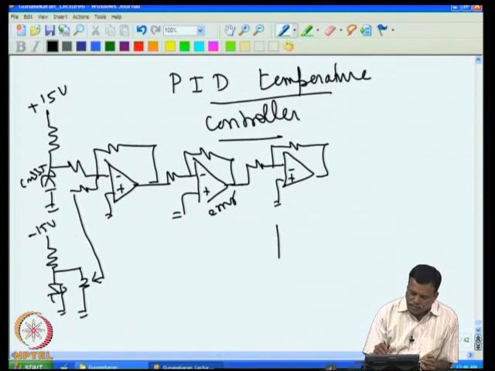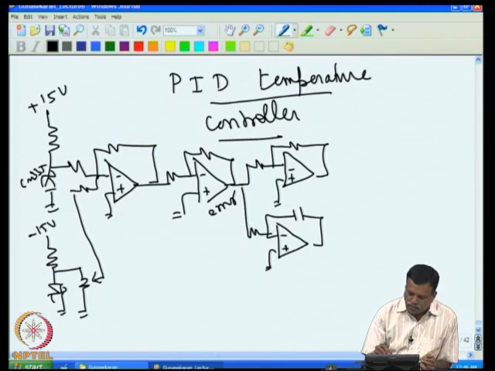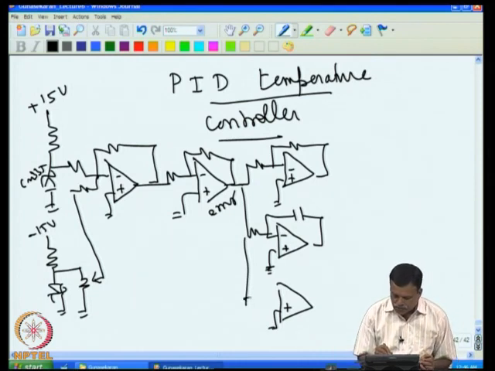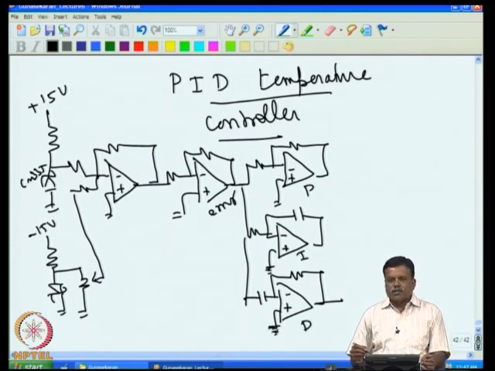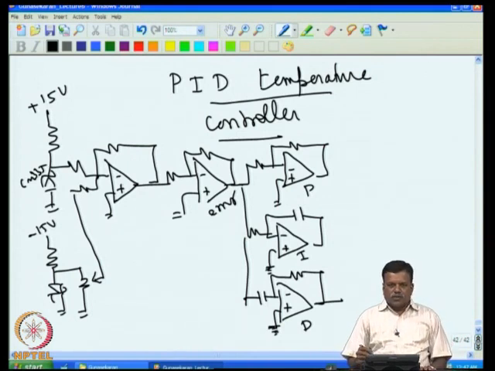Then let me add the integral action here, the integrator. So that error voltage drives this. Now I add a differentiator here. What you do is we put the capacitor here, then the resistance here. So you have a proportional stage here, the integral stage here, and the differentiator stage here. So these three you have done.